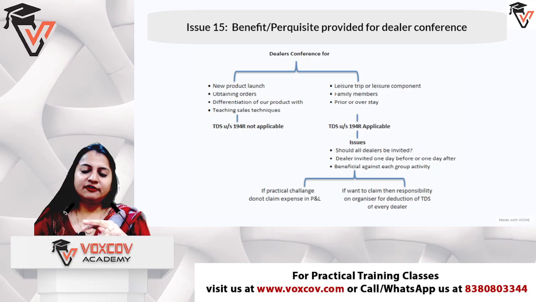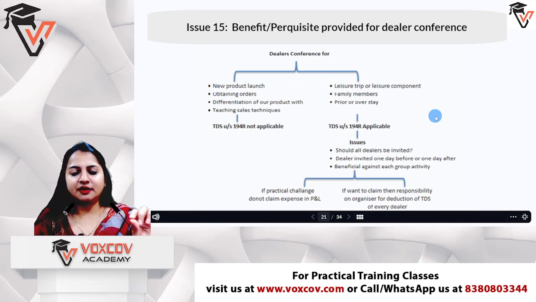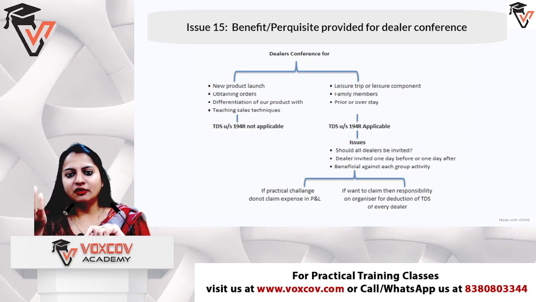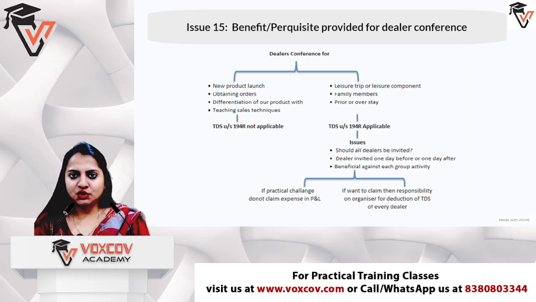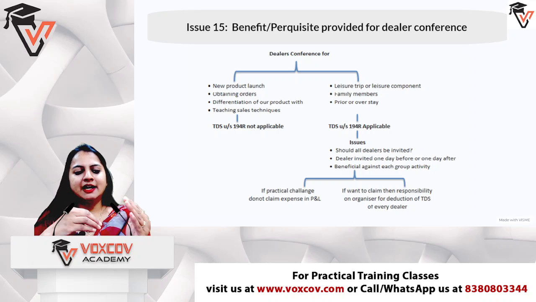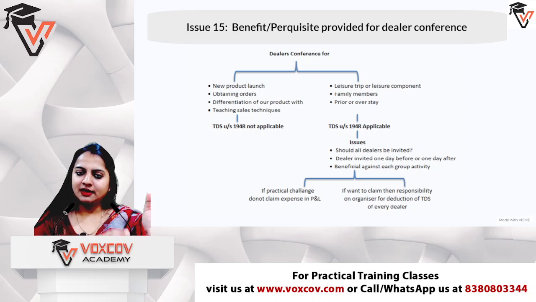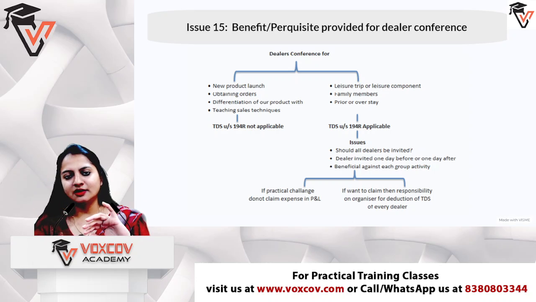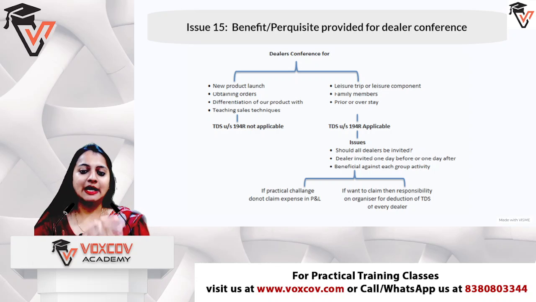But vice versa, if this conference is being conducted for a leisure trip or a leisure component is involved, the family members of the dealers are invited in that conference and there is a prior stay or overstay. For example, there is a conference 2 days ahead and I am calling the family members of the dealers 3 to 4 days prior. They are coming, staying over there, and they are staying even after the conference has concluded. Then in that case 194R is applicable.